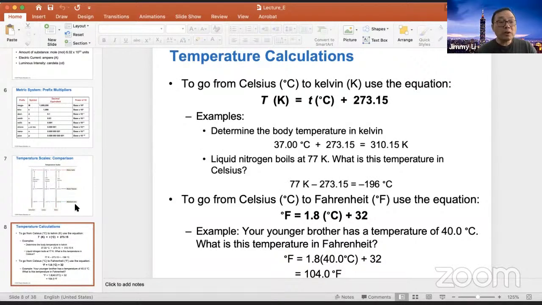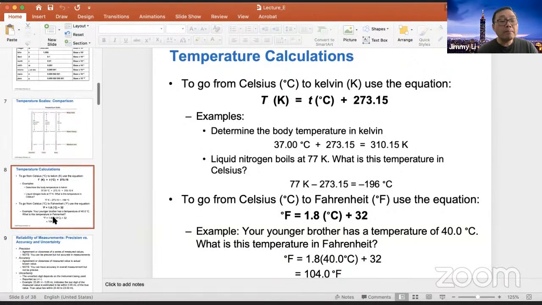This is a formula conversion between Celsius and Kelvin here. So Celsius, you take Celsius plus 273, you get your Kelvin scale here. So they do show you that example here. I'm pretty sure you understand that. If there are questions, please do ask me during the class time.